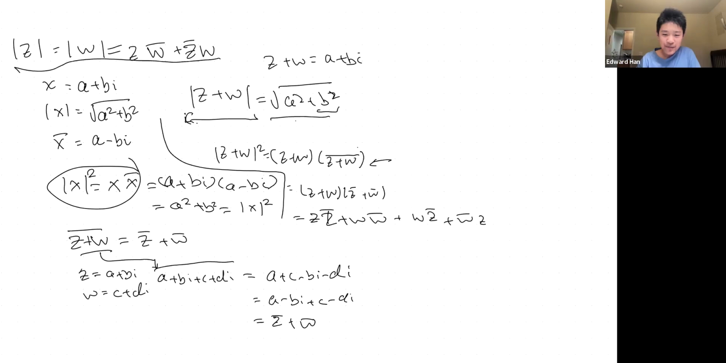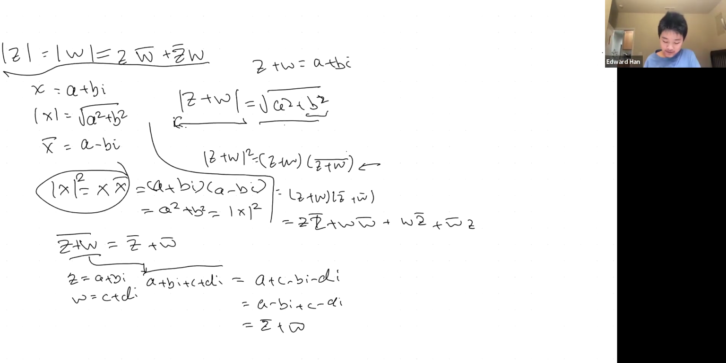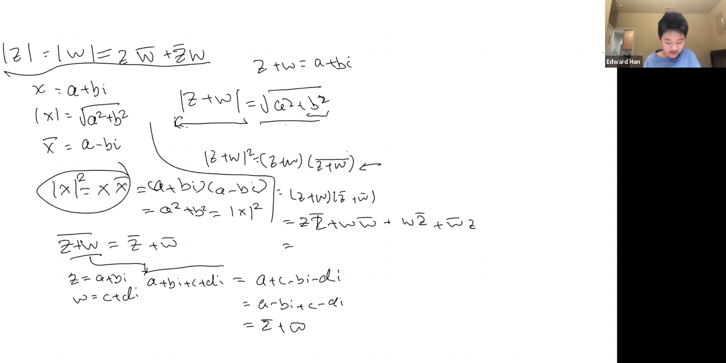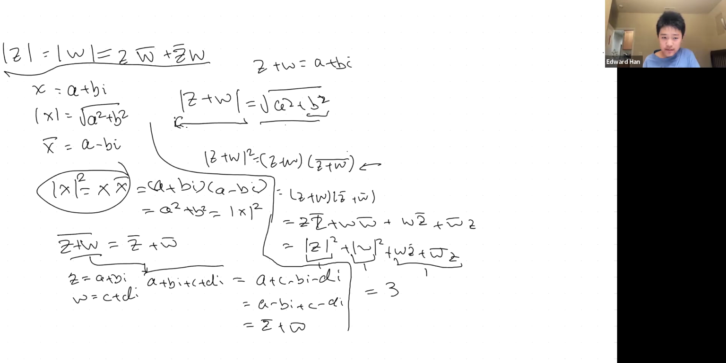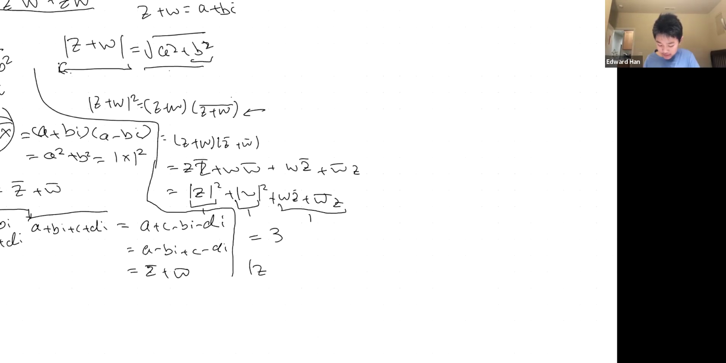Okay, yeah. So after that, you can change this into the magnitude of z squared, because that's what the condition gives you, and you just add those back. This is 1, this is 1, this is also 1, so this is equal to 3. And we now know that the magnitude of z plus w is the square root of 3.